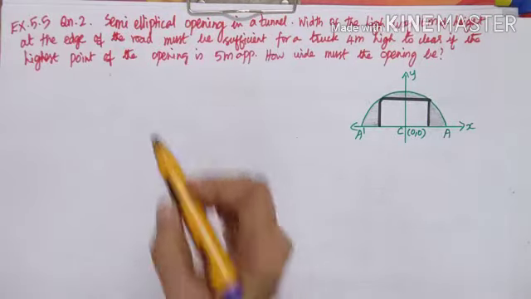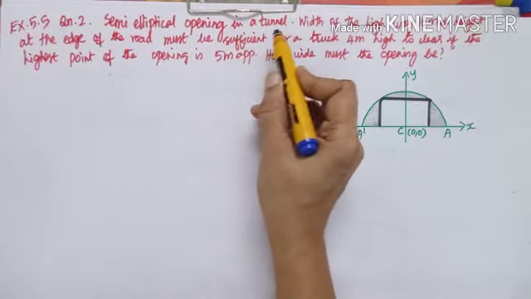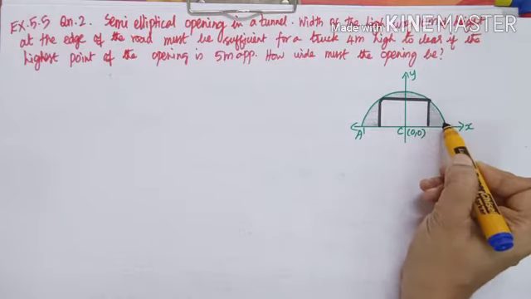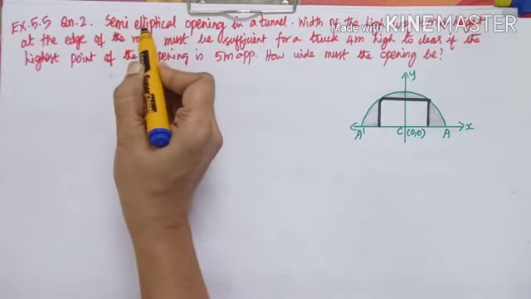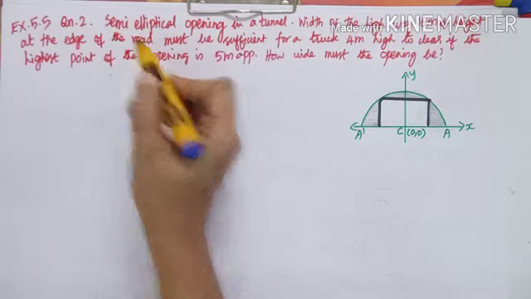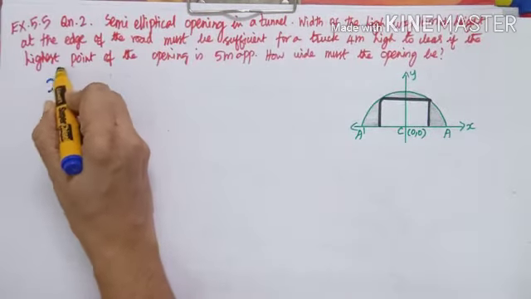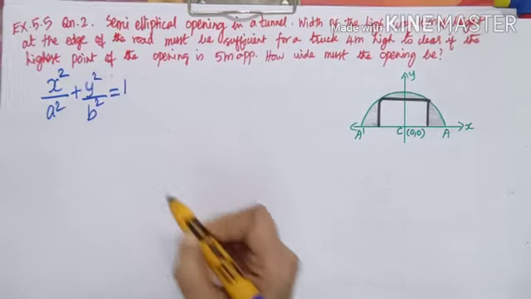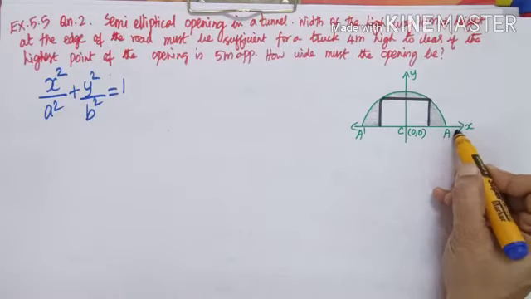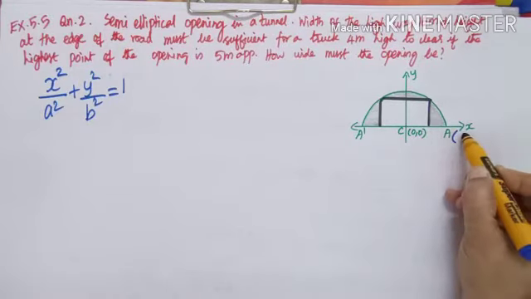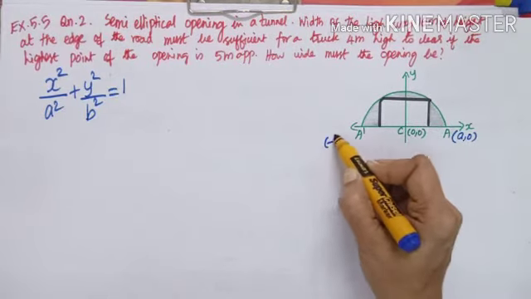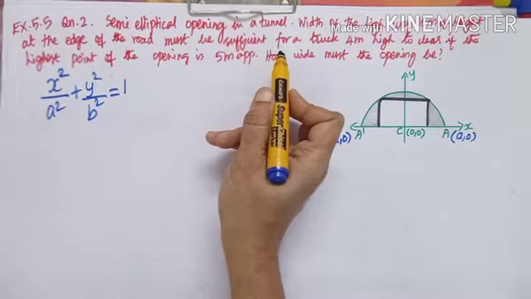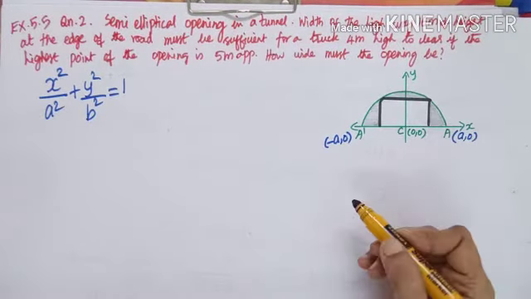Question number 2. Semi-elliptical opening in a tunnel. So we have drawn the tunnel's opening as a semi-ellipse. As soon as I read the word ellipse, I must write the equation of an ellipse, which is x square by a square plus y square by b square equal to 1. What is a? This length, the major axis, this side a comma 0 and this side minus a comma 0. In standard problems, when they have not given anything, we can take 0, 0 as the center.